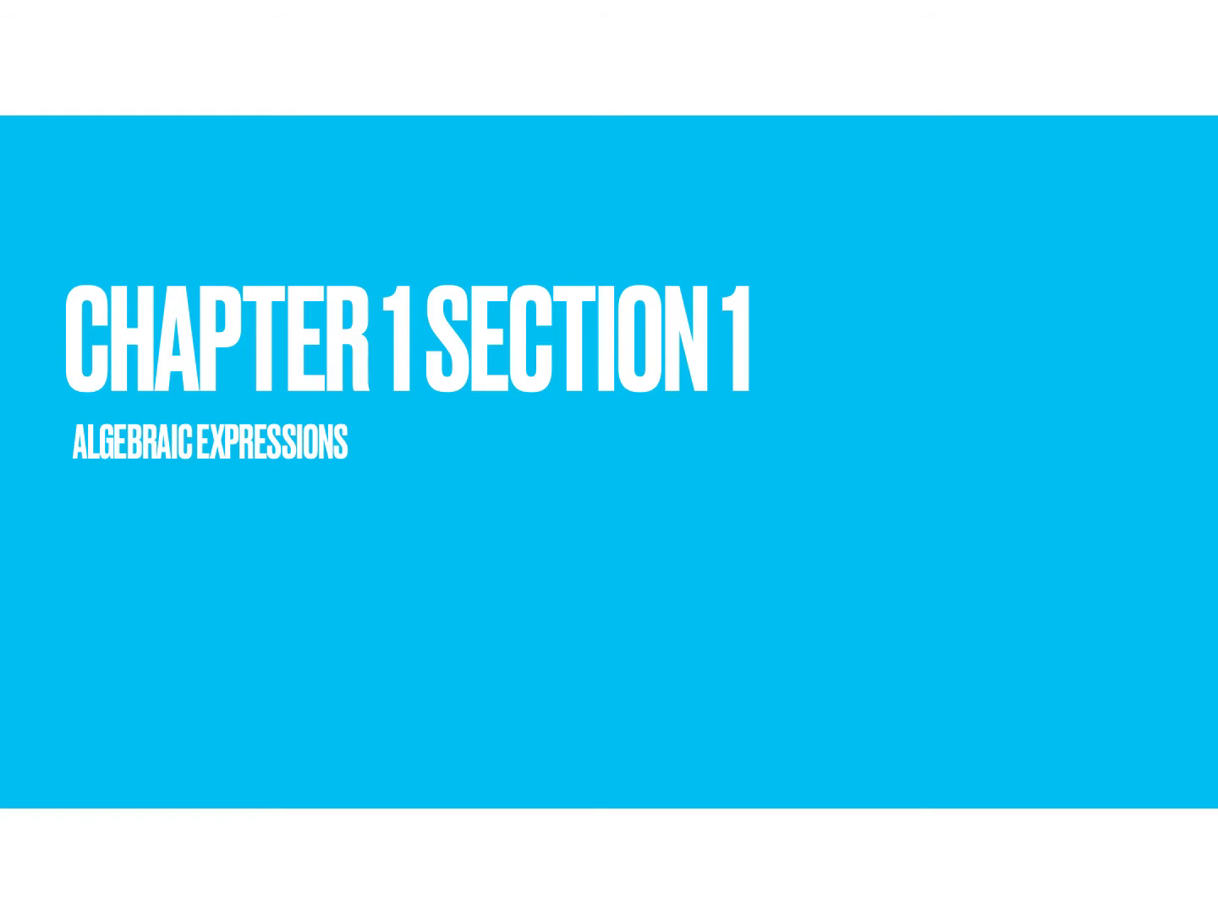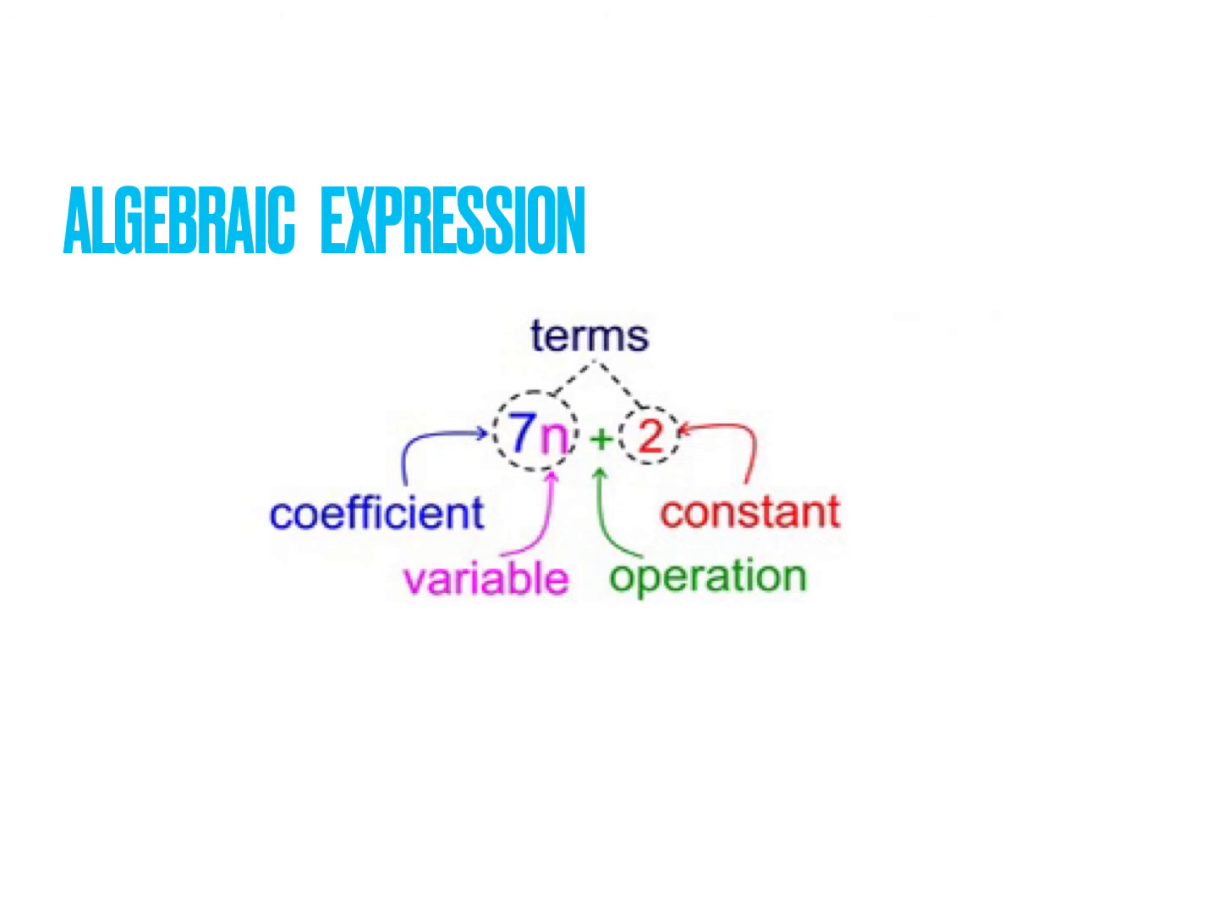All right, in 1.1, we're going to learn about algebraic expressions. So an algebraic expression kind of looks like this. It's like an equation, but it doesn't have an equal sign. So just think equation equals, but expression doesn't have an equal sign. So here's some vocab for an algebraic expression.